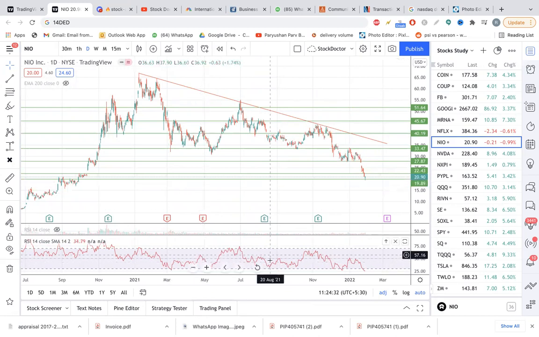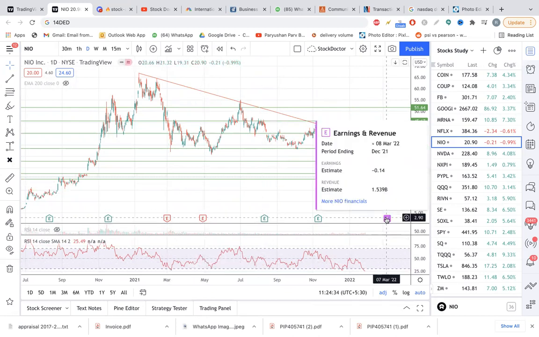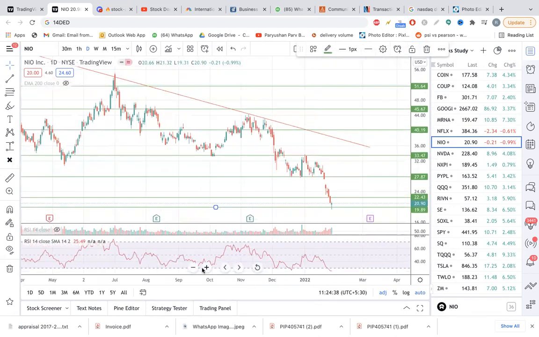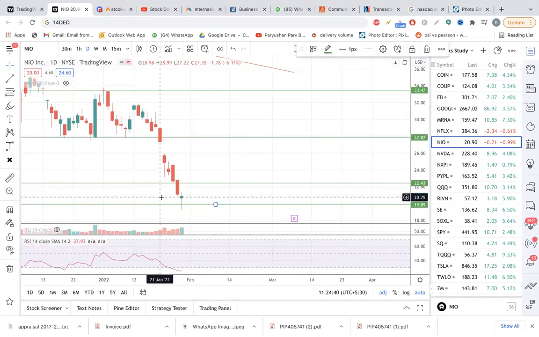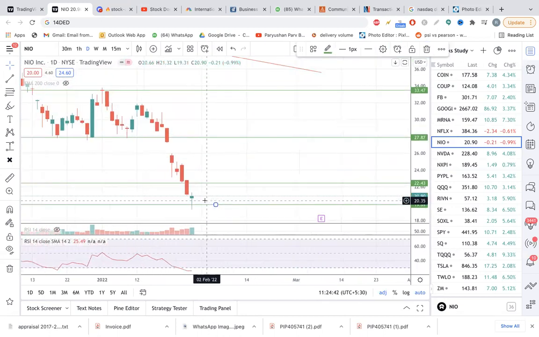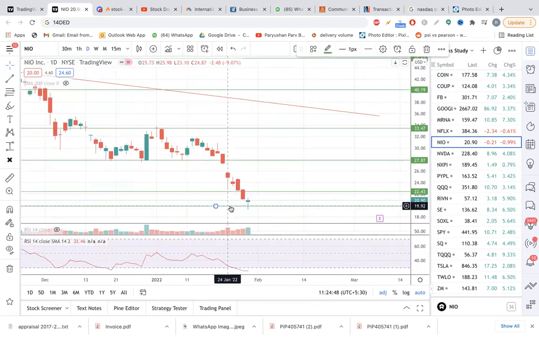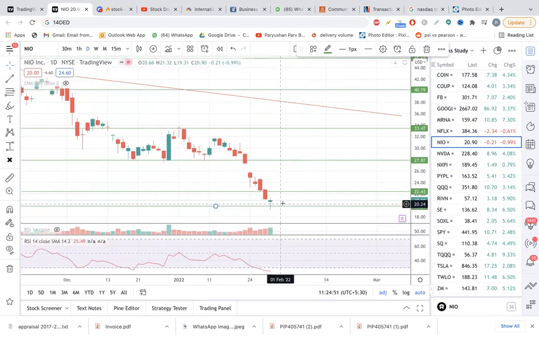Right now on the daily time frame, if I look, before that I can tell you 8th of March is its next earning date. Neo has created a kind of hammer pattern, or you can say a doji-cum-hammer pattern here, with a good volume. Okay, so I think that Neo can give some upside from here.